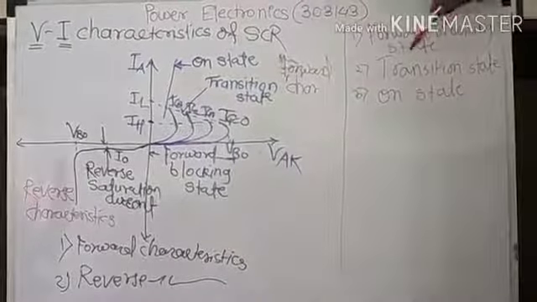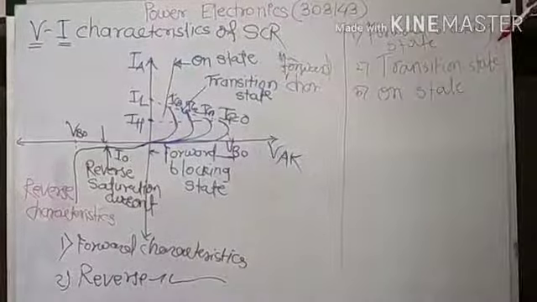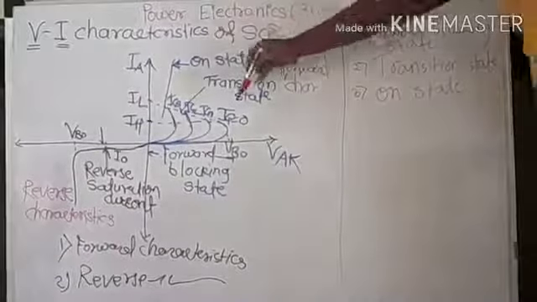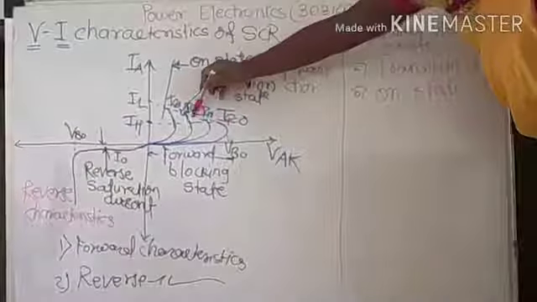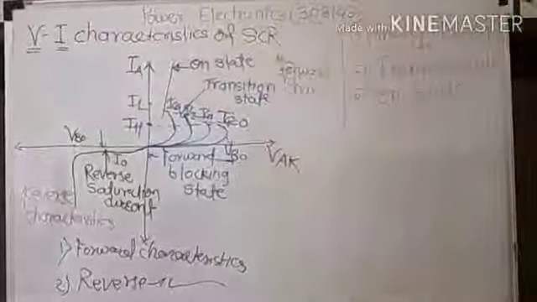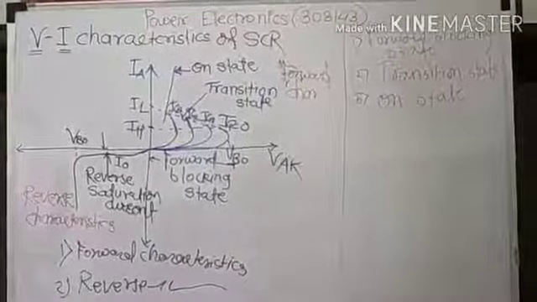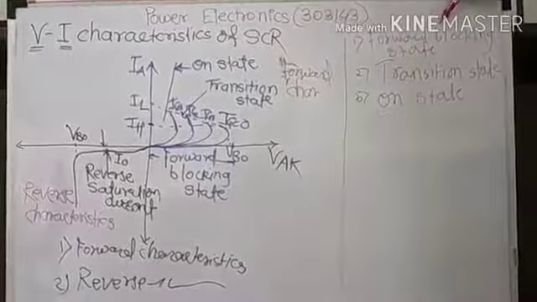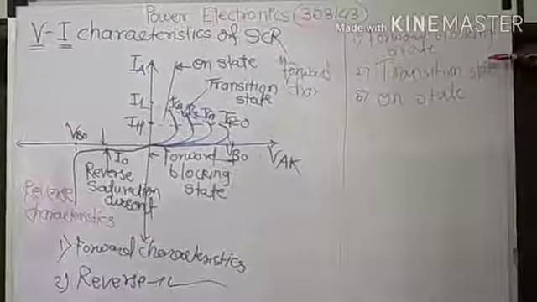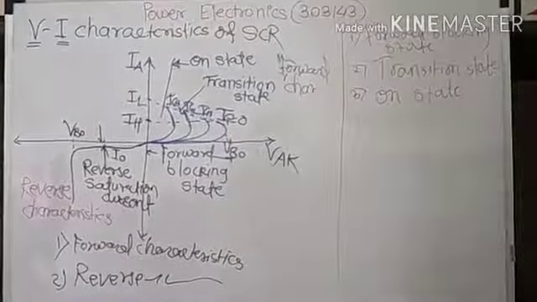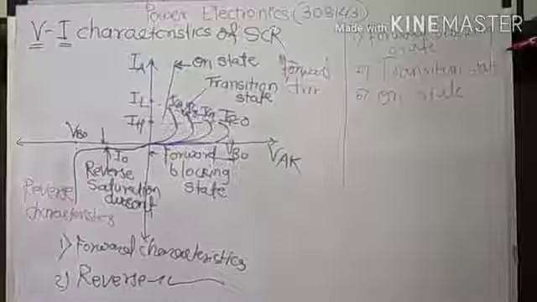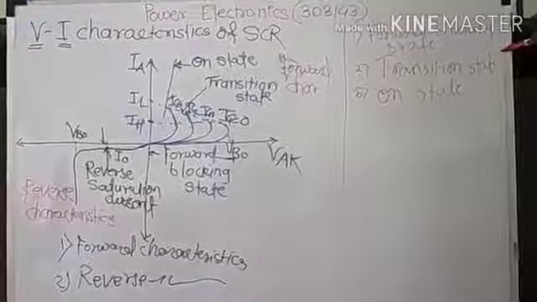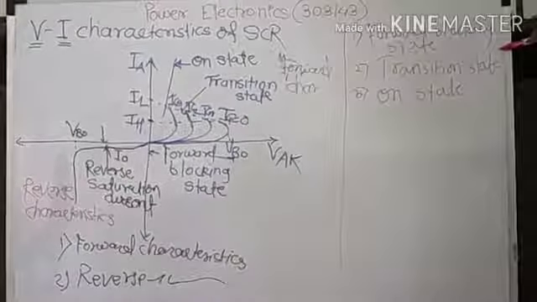Second state is a transition state. This transition state is shown by dotted line. This dotted line indicates the transition state, and this transition state is present in between forward blocking state and on state. This is an unstable state because we cannot predict the time required for this transition state. It totally depends on the gate current or gate pulse provided to SCR.